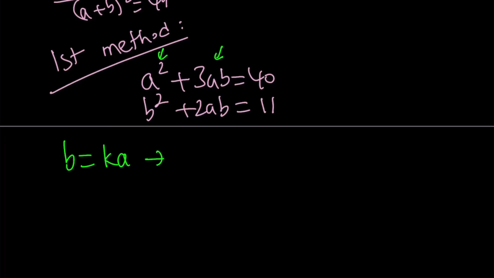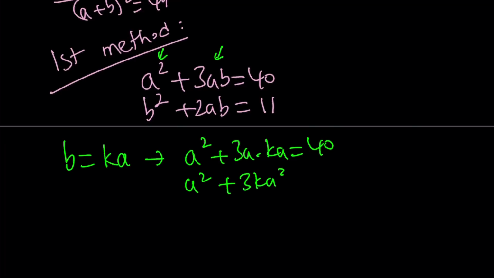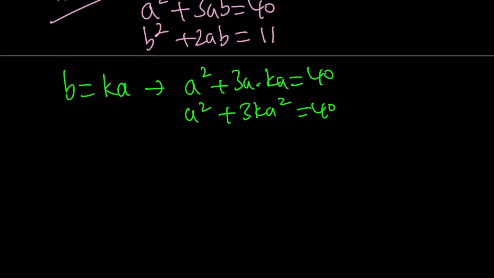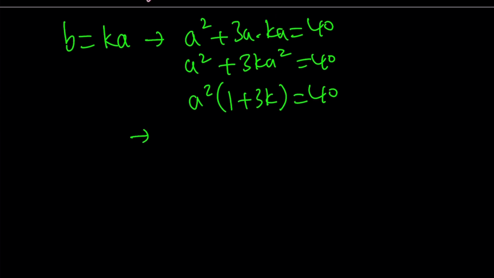That implies the following. A squared plus 3a times ka equals 40. Let's go ahead and simplify this. A squared plus 3ka squared equals 40. Let's go ahead and take out a squared. That's going to be helpful in a little bit. And let's do it one more time, this time for the other equation.